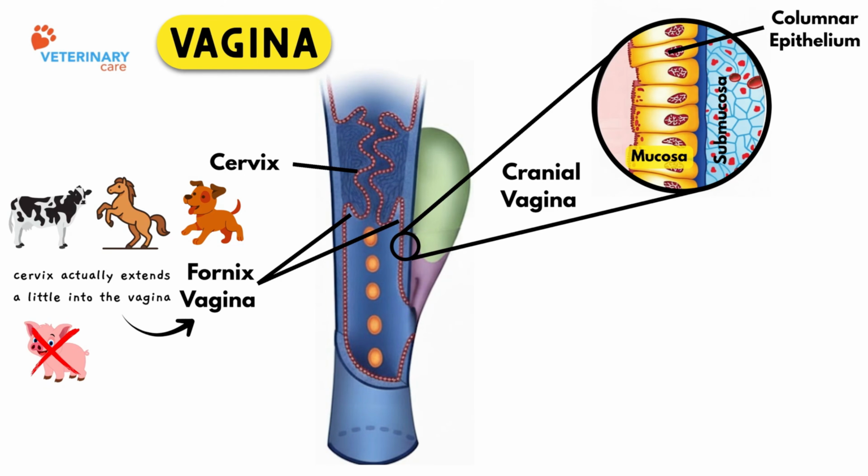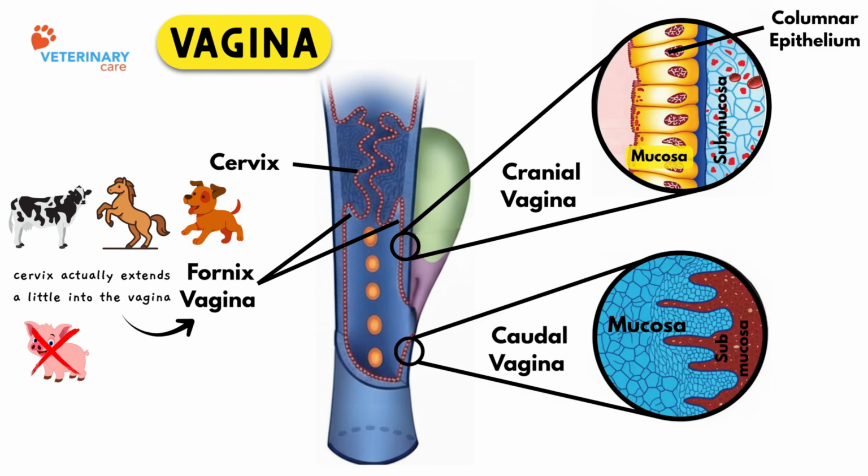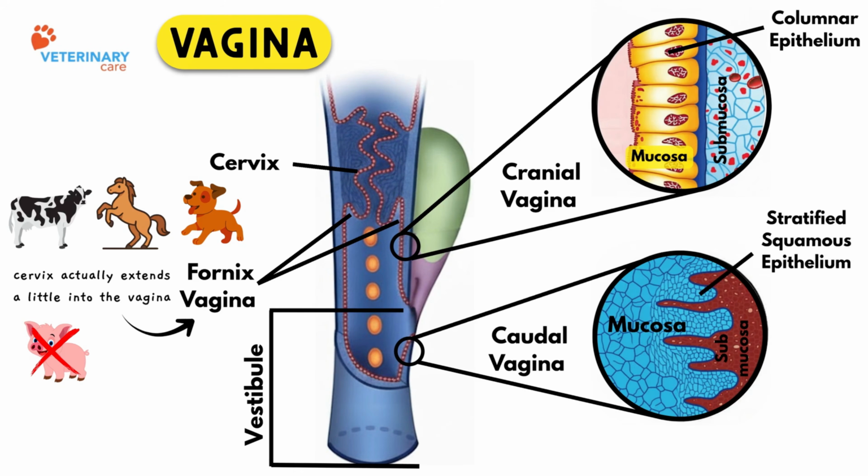As you move toward the back part of the vagina, also called the vestibule, the lining changes to stratified squamous epithelium. It is special because it is shared by both the urinary and reproductive systems.